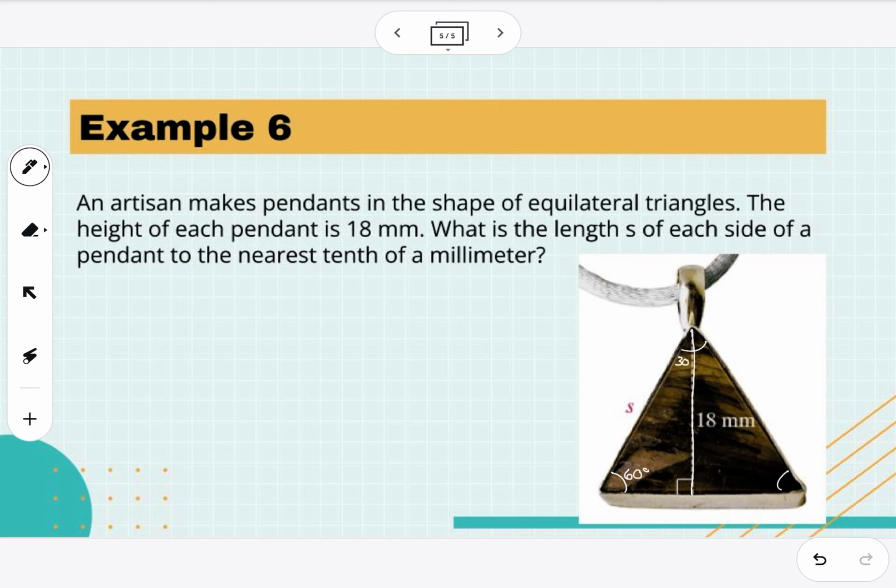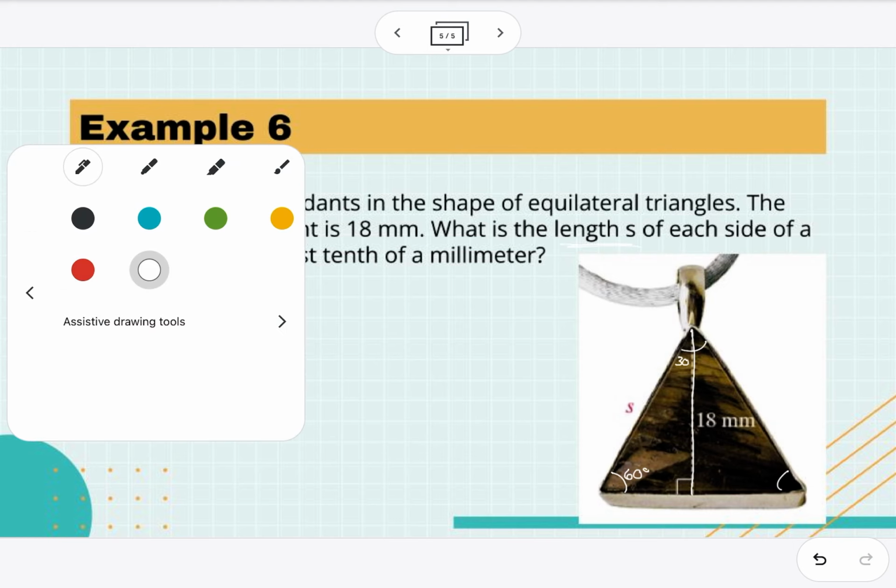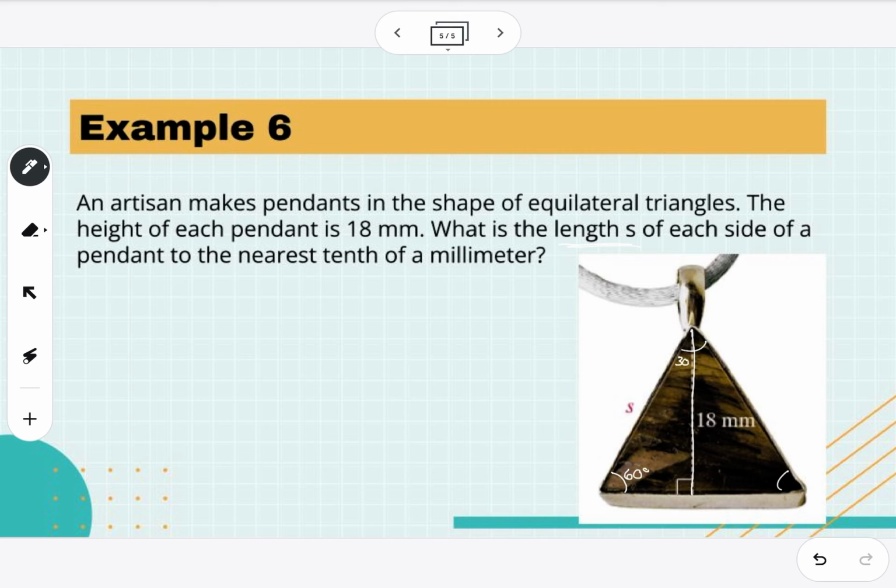They're asking what is the length S of each side of the pendant to the nearest tenth of a millimeter. Basically, plug your final answer into a calculator and round to one decimal place. So I'm going to just redraw the triangle that we're looking at over here. They're asking me to solve for S, which is the hypotenuse. They're telling me this side is 18 millimeters. That side represents your longer leg.